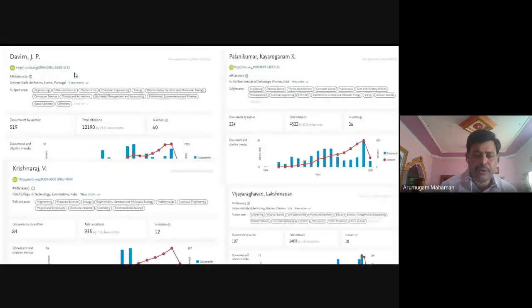Here I want to show some of the active researchers in the area of machining of composites. Paulo Davim is a very big scientist. He has 519 Scopus articles. He is an all-rounder: he does turning, conventional machining and unconventional machining. Another professor is Palani Kumar, principal of Sairam Institute of Technology, Chennai. He has 220 articles. Mainly he works on fiber reinforced composites, with more drilling, and some conventional machining also.